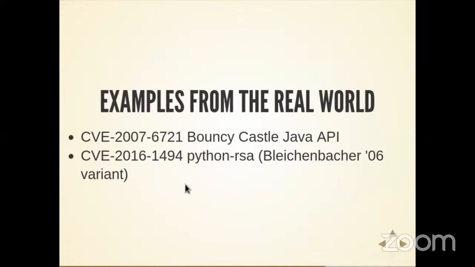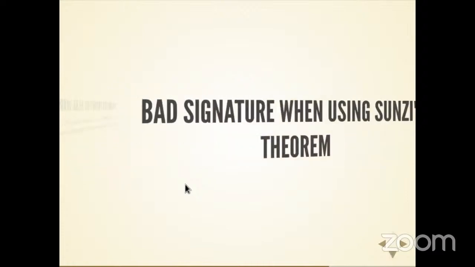In the real world, this did show up in the Bouncy Castle Java API in 2007 and, oh, it's 2016, in the Python RSA implementation. There might have been a slight variation to this, but there was a similar vulnerability there.